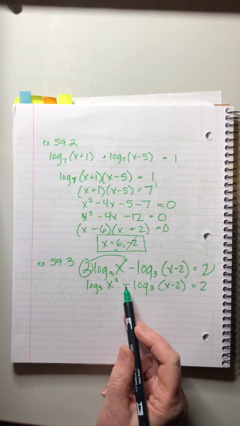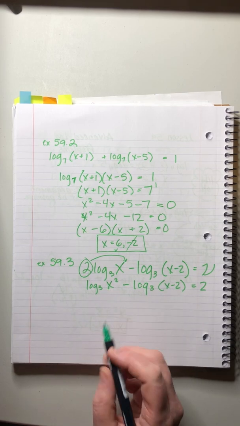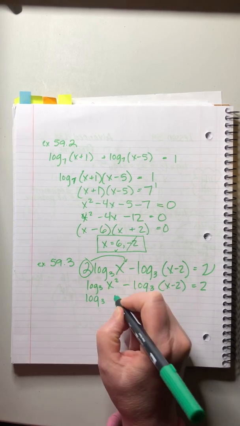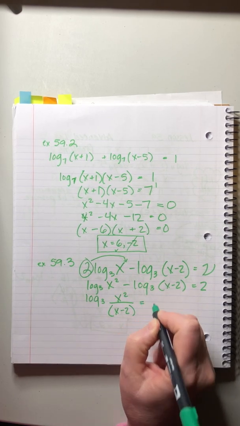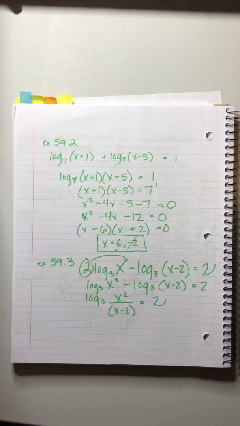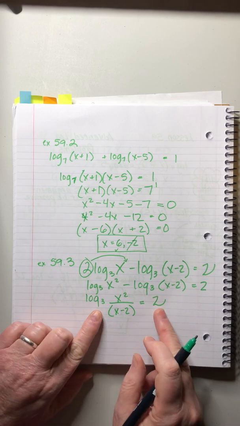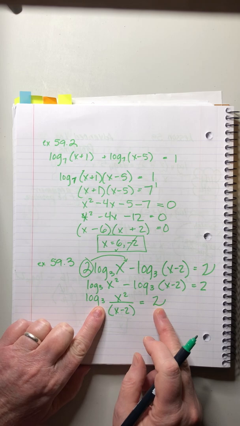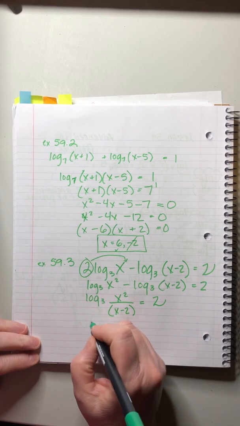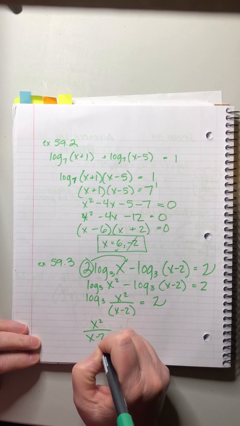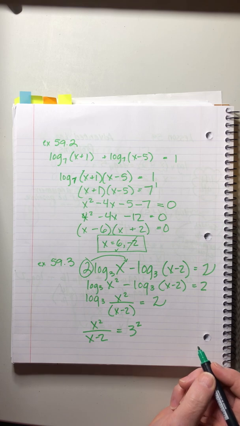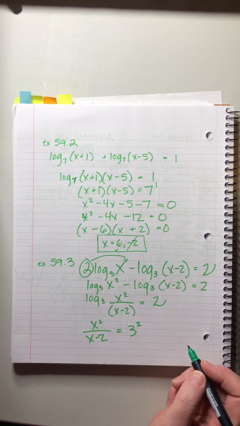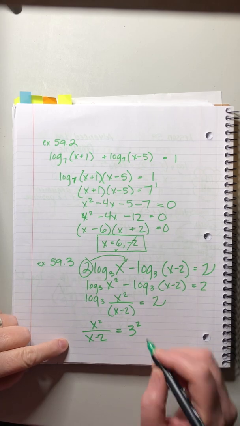Now I see I'm subtracting. That tells me I can use the quotient rule and I can divide the arguments. Log 3, and it will be x squared over x minus 2 equals 2. All right. So what that tells me is that the exponent 2 is what we put on the base of 3 in order to get this as the result. So I can write x squared over x minus 2 equals 3 squared. Looks crazy, right?